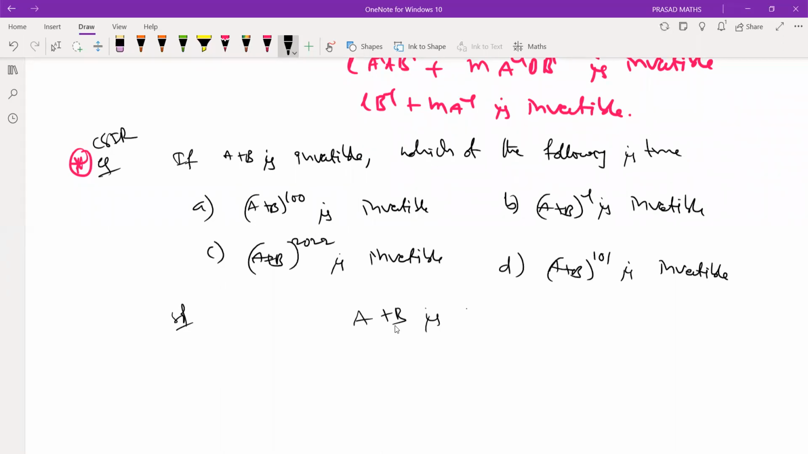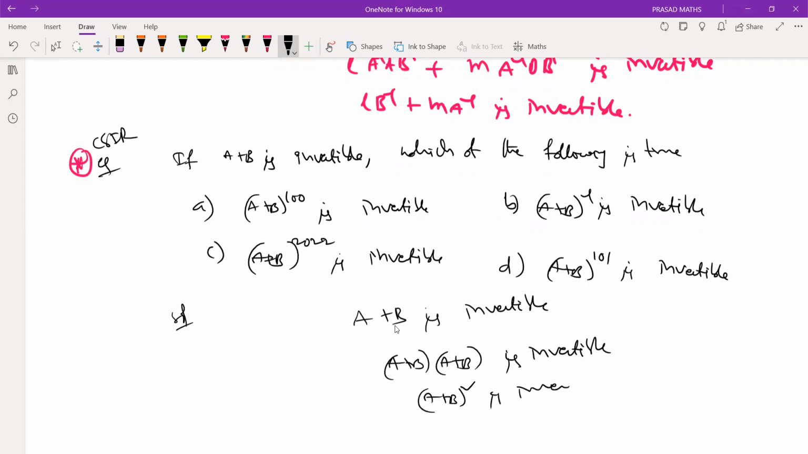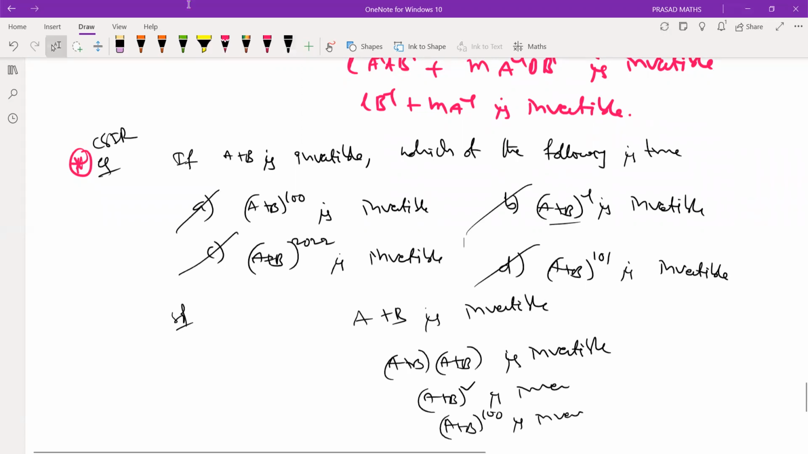You know A plus B is invertible. I told you a product of invertible matrices is invertible. Therefore, A plus B into A plus B is also invertible, so A plus B whole square is invertible. By induction, A plus B whole power 100 is also invertible. All are invertible, sir. Yes, that's it. So power 101 is invertible, and the inverse of an invertible matrix is invertible. So all options are true. Such a simple question asked in CSIR.